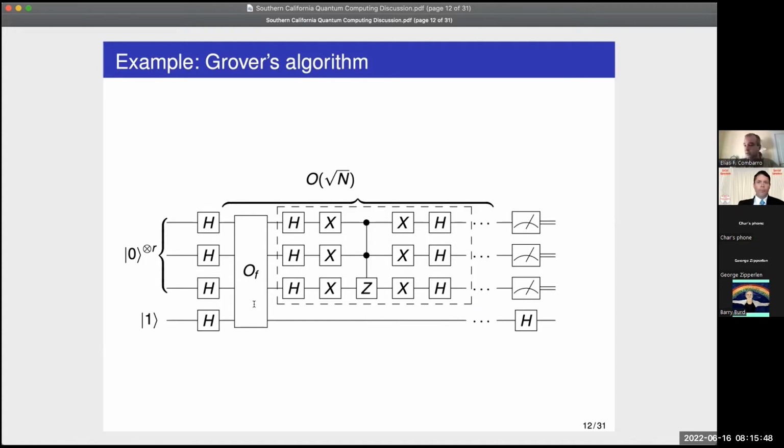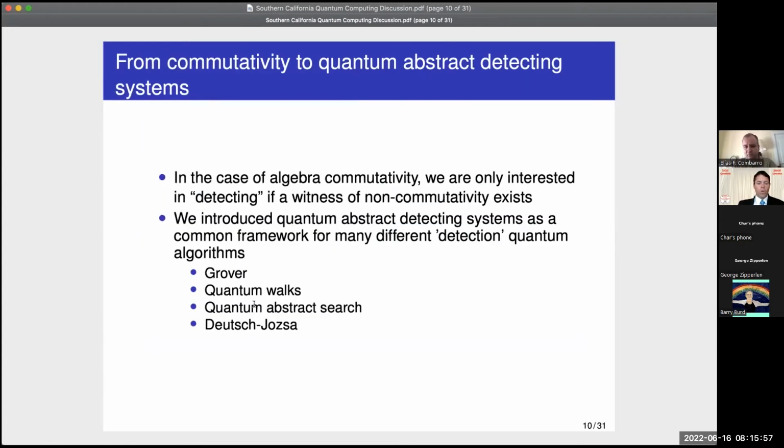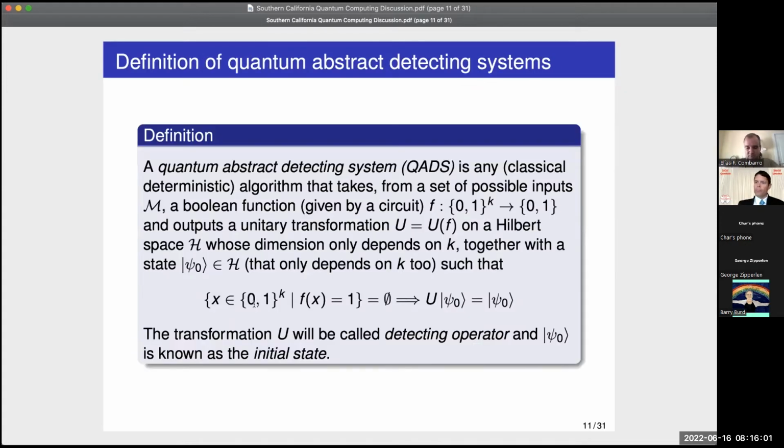Okay, and this is something that you can also check that works for quantum walks and for different flavors of other algorithms, for instance, even for the Deutsch-Jozsa algorithm. And we were able to put everything together. And well, as mathematicians, we always feel some pleasure when we are able to generalize some objects that were kind of related, but not unified, and put them all together under the same umbrella, so to say, okay?